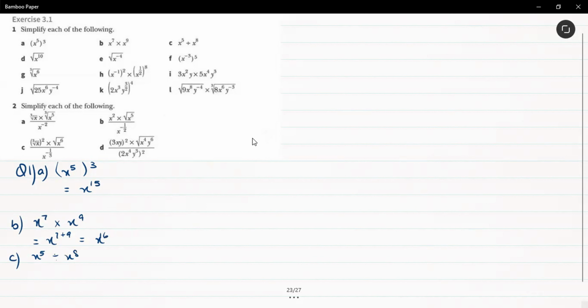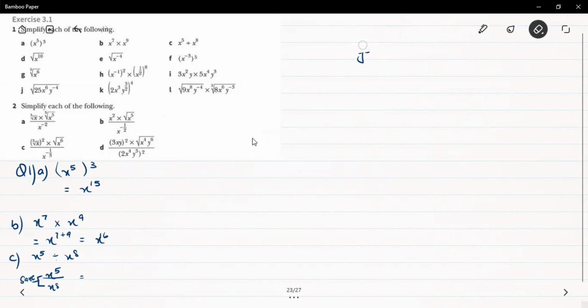Or you can even write it in this way, x to the power 5 divided by x to the power 8. So when two things are dividing, we subtract the power of the denominator from the numerator, in the case where both bases are the same. For example, if it would have been x to the power 5 divided by y to the power 6, we can't apply the rule here.